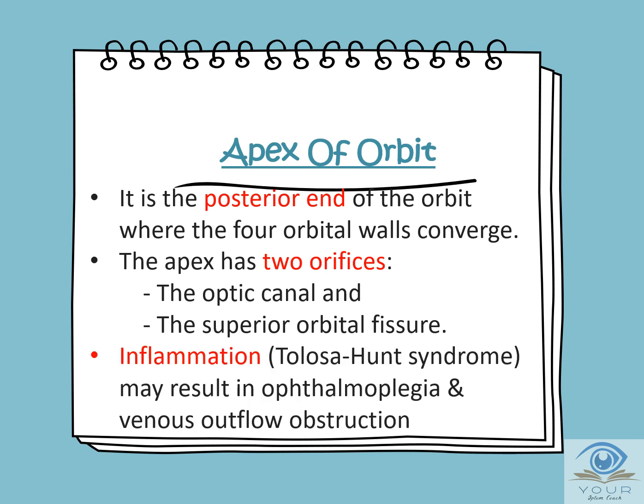Now, why is this so important? It is because inflammation at the apex of the orbit, also known as Tolosa-Hunt syndrome, can result in ophthalmoplegia and venous outflow obstruction. Now this is because a lot of nerves and vessels pass through the orbital apex. We'll be discussing this in detail in the upcoming slides, but this is just a brief that it can cause ophthalmoplegia and venous outflow obstruction.